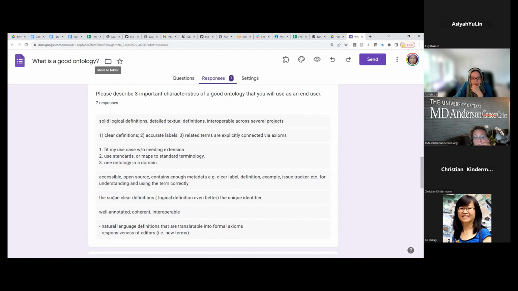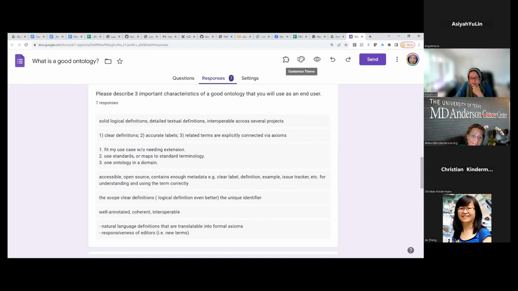And then scope, clear definitions, logical definitions even better, and a unique identifier. Others: well annotated, coherent, interoperable, natural language definitions that are translatable into formal axioms, responsive editors. So in this summary, one is, again, about definitions. Second is more for users: an issue tracker, providing some documentation, editors who are responsive to users, and providing clear definitions and clear, accurate labels to increase the usability of an ontology from the users' perspective.